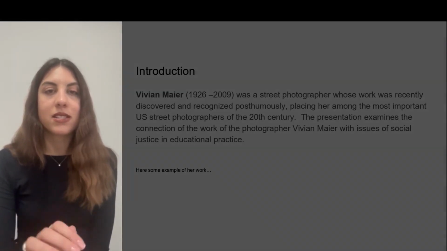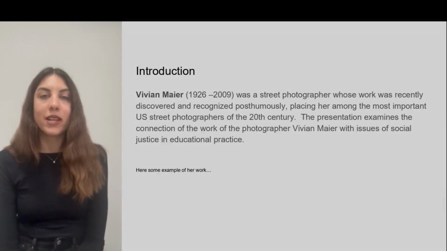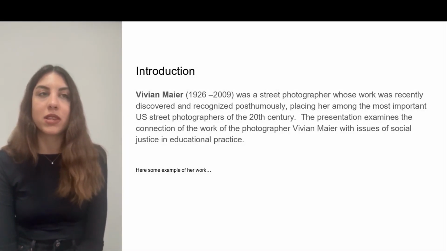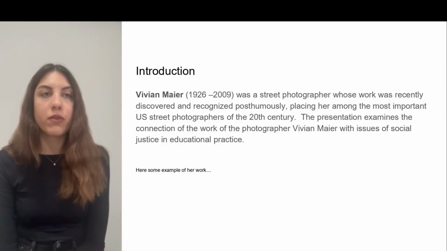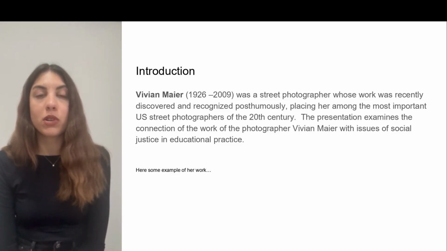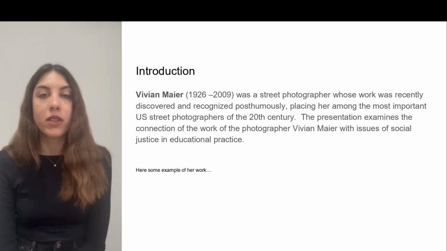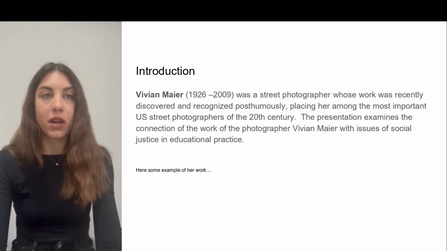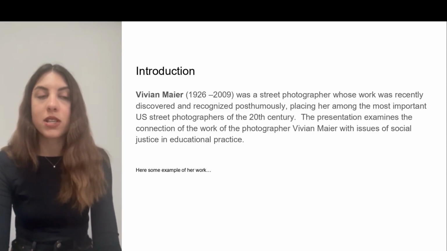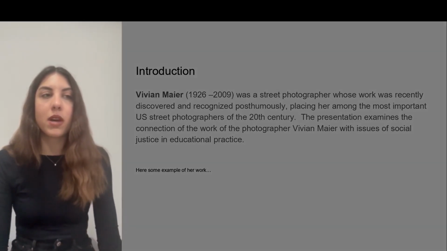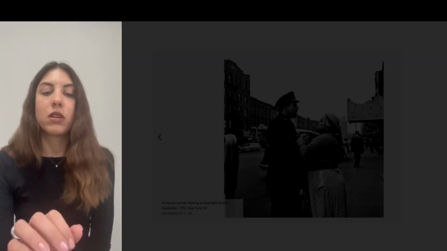Let's start by saying that Vivian Maier was born in 1926 and died in 2009, and she was a street photographer whose work was recently discovered and recognized posthumously, placing her among the most important US street photographers of the 20th century. The presentation examines the connection of the work of the photographer Vivian Maier with issues of social justice in educational practice. Here are some examples of her work.